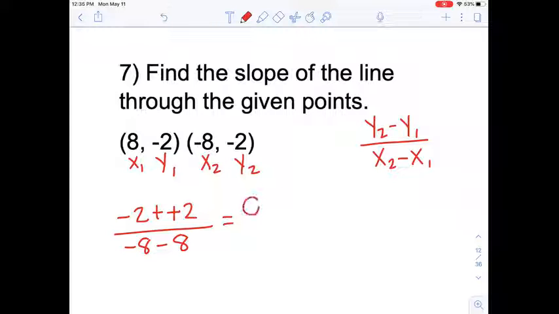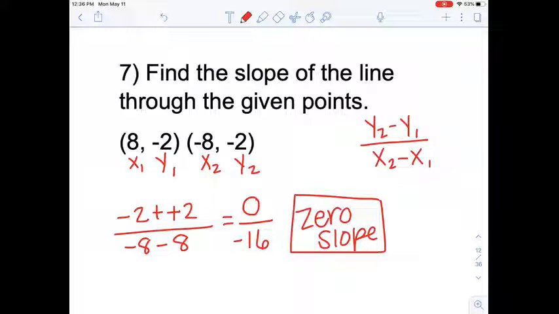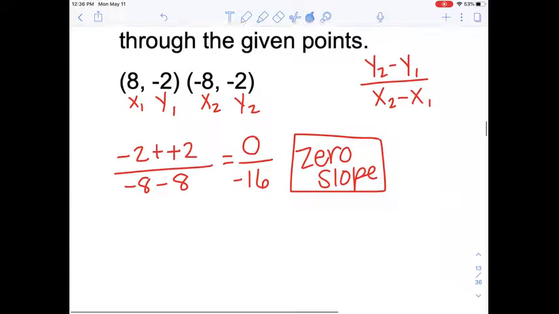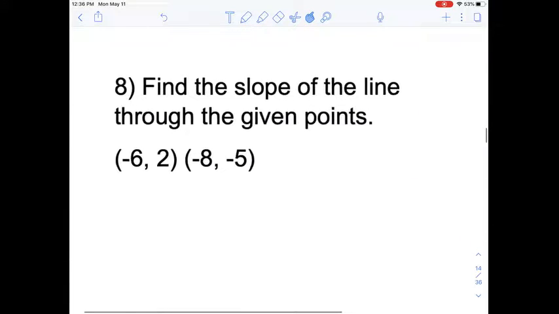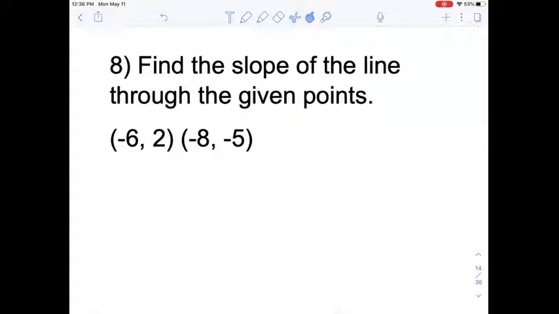So now I'm going to solve this. Negative 2 minus negative 2, those change to plus because it's a double negative. So we have 0 on the top, and then negative 8 minus 8 gives us negative 16. Since we have a 0 on the top, it is a 0 slope. If there's a 0 on the bottom, it is undefined. But in this case, 0's on top, 0 slope.